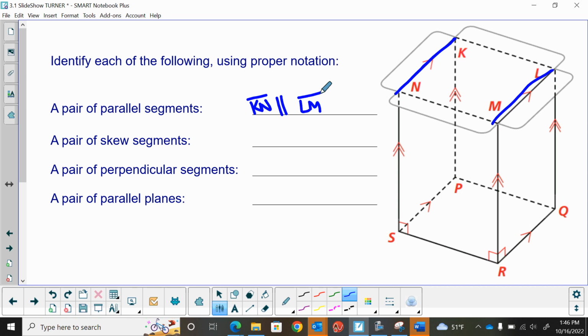Okay. Or you could match up another pair. We have PS is parallel to QR.